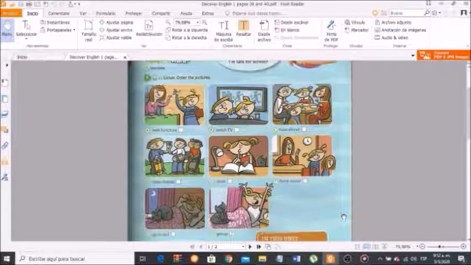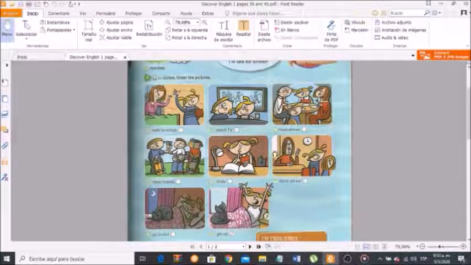Very good. These are actions. These are things that we do in our days. Entonces, estas imágenes representan acciones que normalmente o que usualmente hacemos nosotros en nuestro día. Como dijimos anteriormente, vamos a estar trabajando con nuestras rutinas.